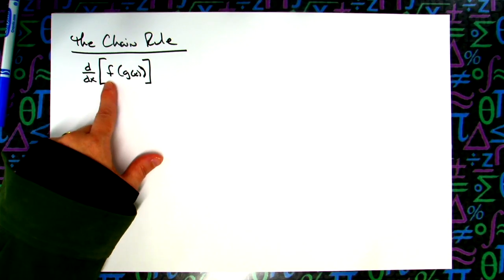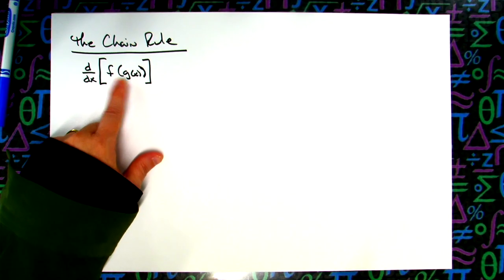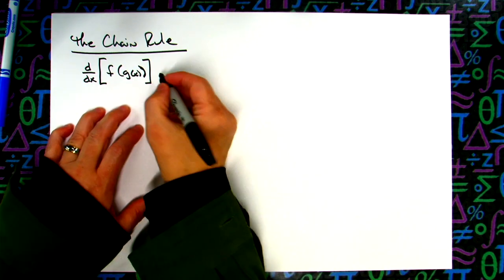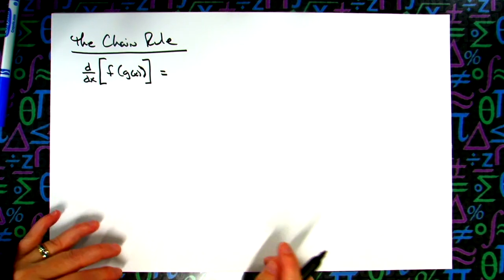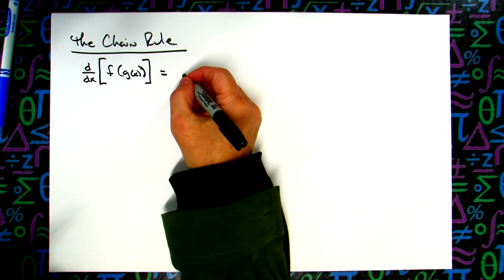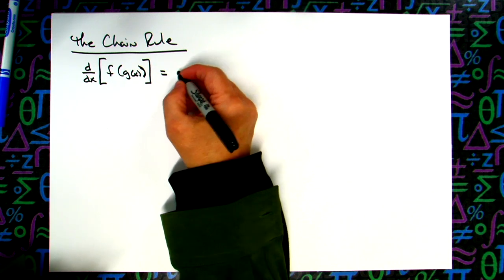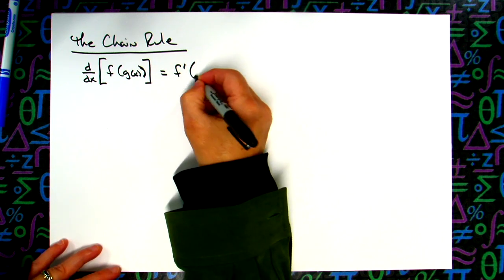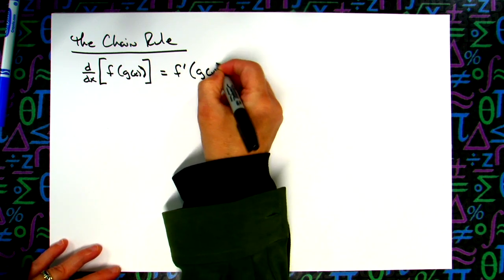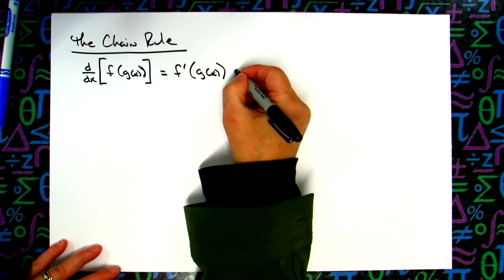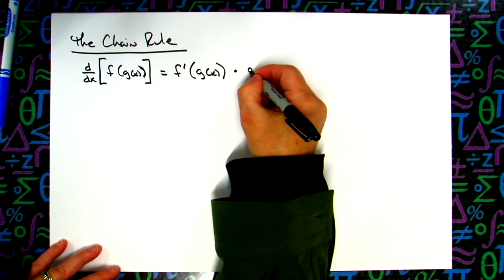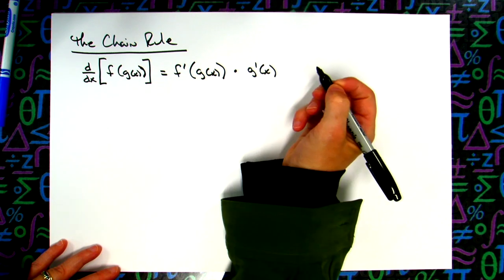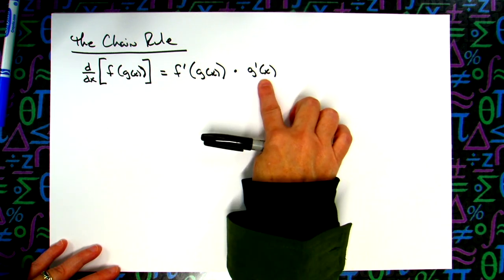The f function is the outside function. G of x is the inside, f is the outside, okay? Now, listen to what I say as I write this down, because if you get in the habit of saying this when you do the derivatives: you take the derivative of the outside function, leave the inside function alone, and multiply it by the derivative of the inside. And that's your chain.